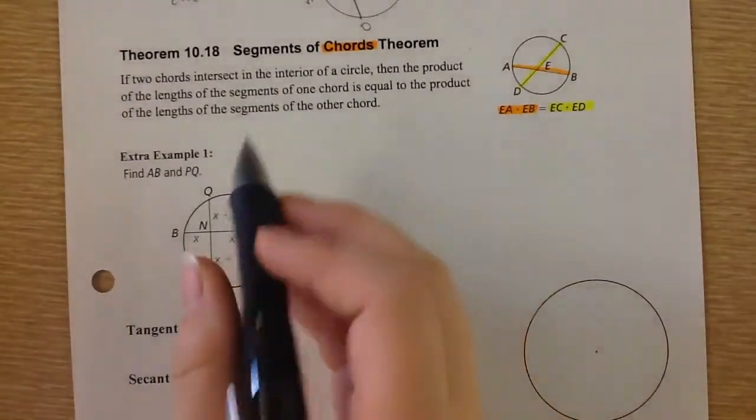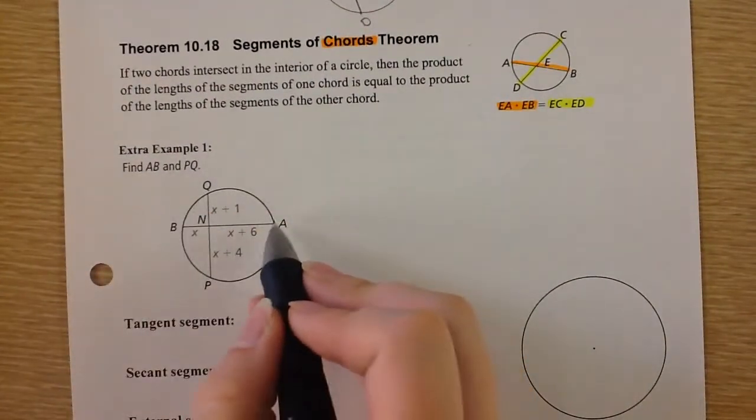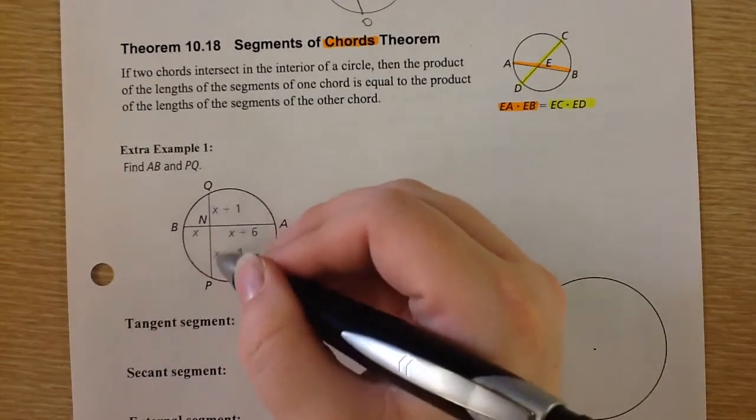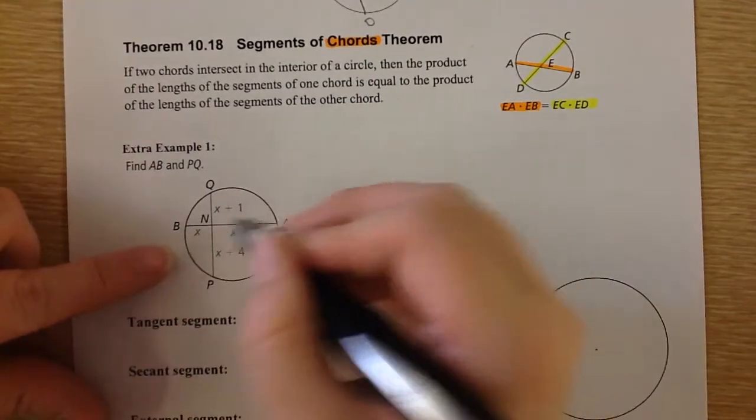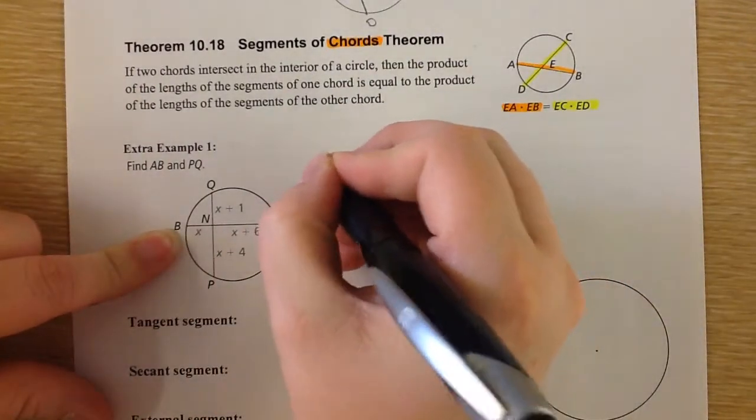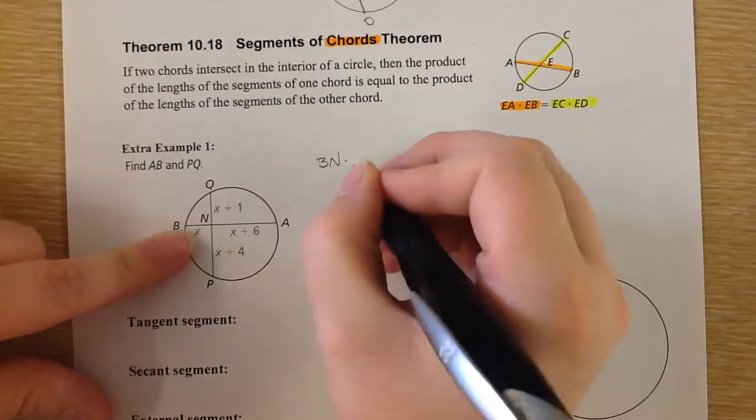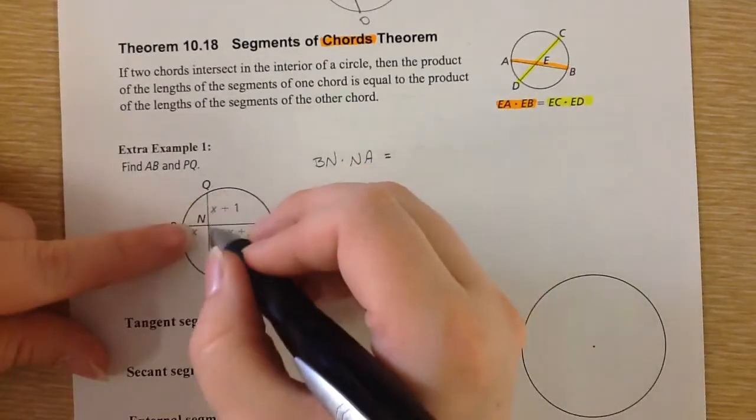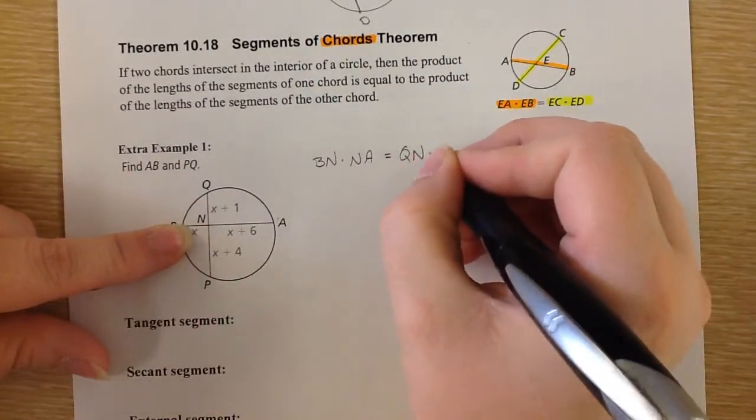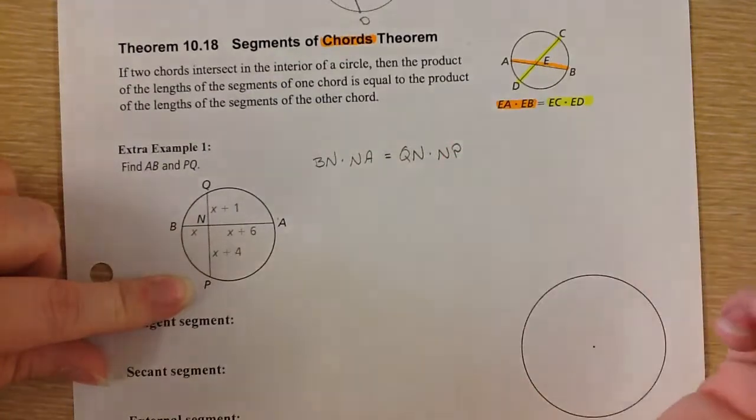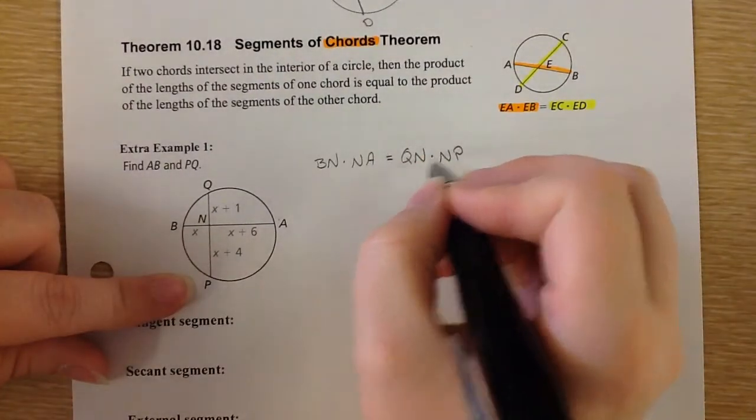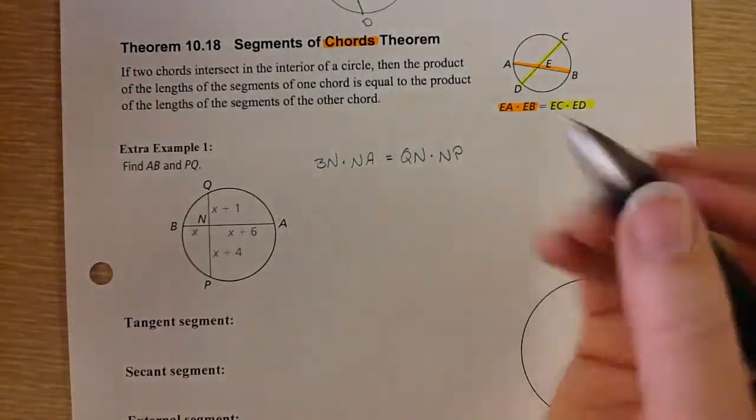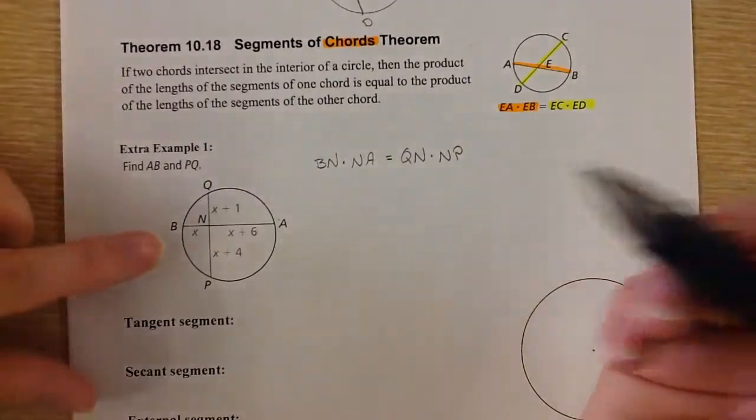So here in example 1, if I want to find the length of AB, this whole chord, and the length of PQ, this whole chord, all I need to know is that when I multiply the two pieces of the chord, B to N times NA will equal Q to N times N to P. So I just need to multiply these pieces and set them equal to each other, and I can then solve for X. Once I know X, I can solve for those lengths.